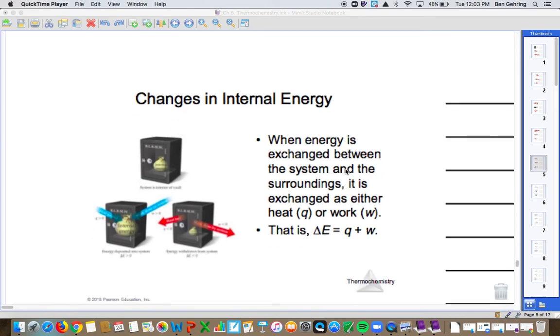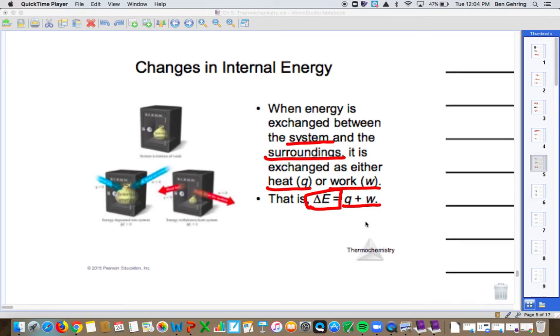And then when we do this, we have an energy exchange between systems and surroundings. This can happen in one of two ways. We talked about different types of energy transfer up above, but your system and surroundings can exchange energy as either heat or work. So your change in internal energy is equal to Q plus W. Your heat change plus your work change. The amount of heat plus the amount of work is all there.